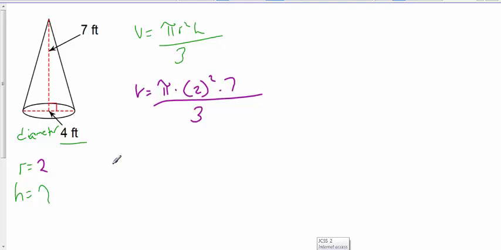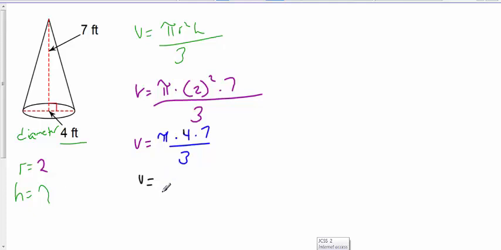Now, that's going to give us, let's see, pi times 4 times 7 all over 3. Again, we're going to simplify some more. But before we do that, note that 3 will not go into 4 evenly, nor will it go into 7 evenly.